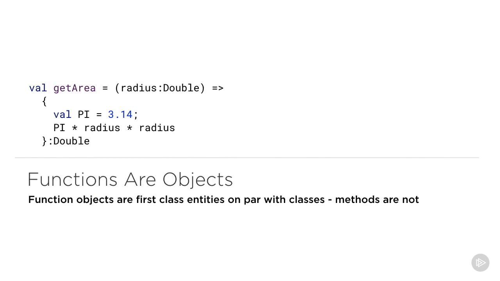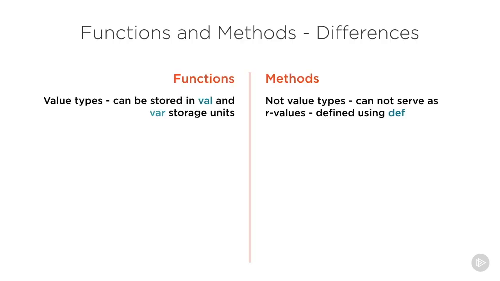Now on screen is the definition of a function, and notice that it's subtly different. It starts with the val keyword. Effectively, we have assigned an expression block to a val named getArea. GetArea is an object, actually a function object. Let's cycle through a list of the differences between functions and methods. Functions, as we just saw, are value types. They can be stored in val and var storage units.